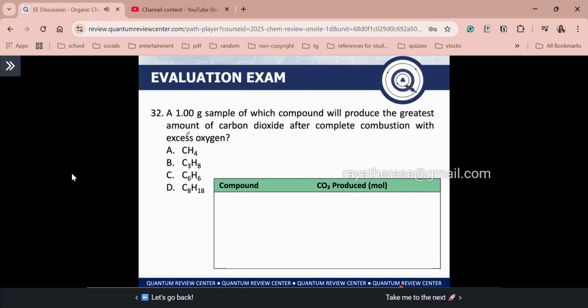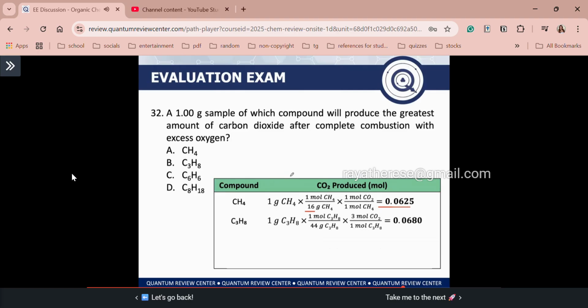So, let's discuss the answer. For methane, 1 gram of methane, remember, molar mass 16 grams. For our stoichiometric ratio, 1 methane will produce 1 carbon dioxide. So, our carbon dioxide produced is around 0.0625 moles. Next, for propane, class, again, for 1 gram of propane, molar mass 44 grams, stoichiometric ratio, 1 mole will yield 3 moles of carbon dioxide. Our produced carbon dioxide is around 0.0680.